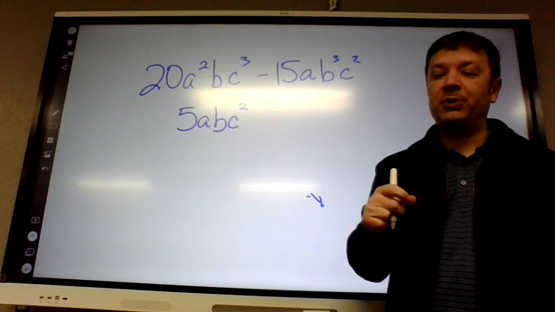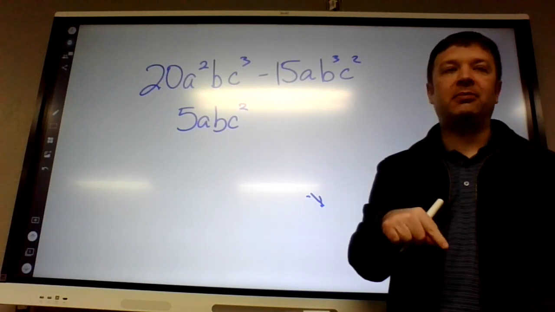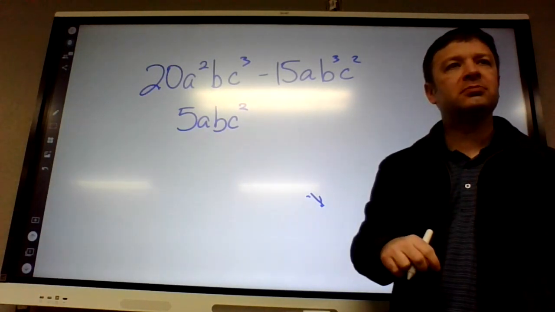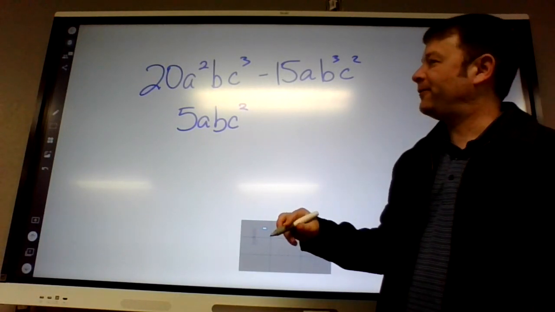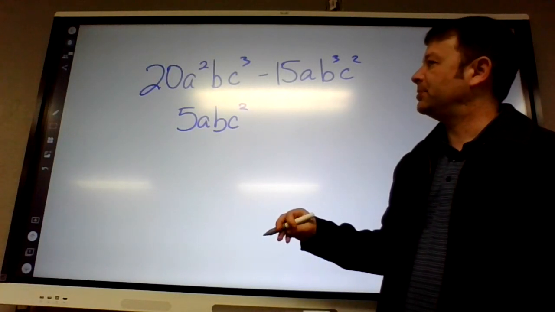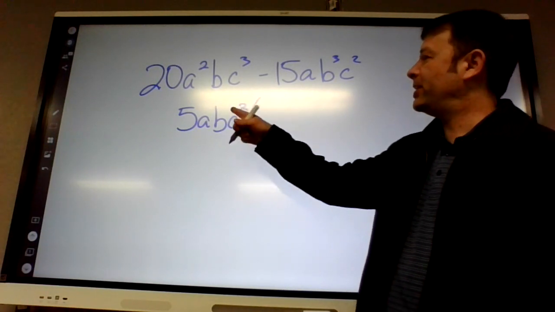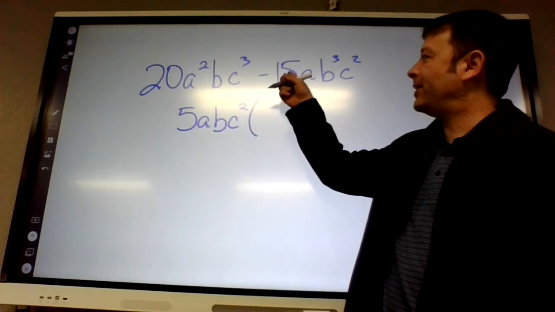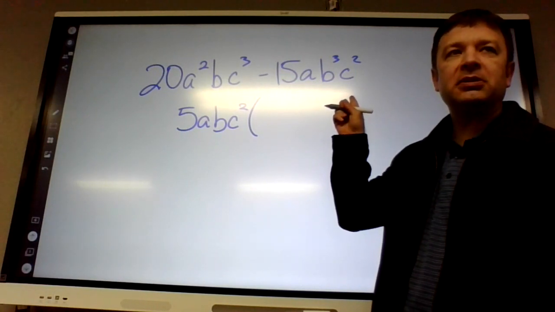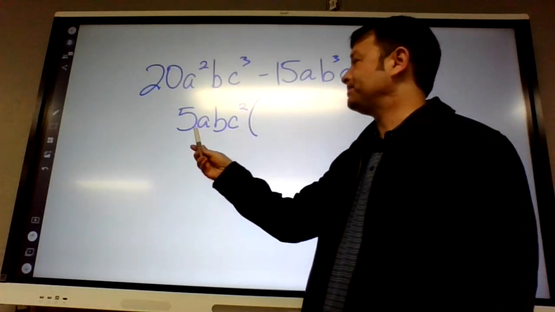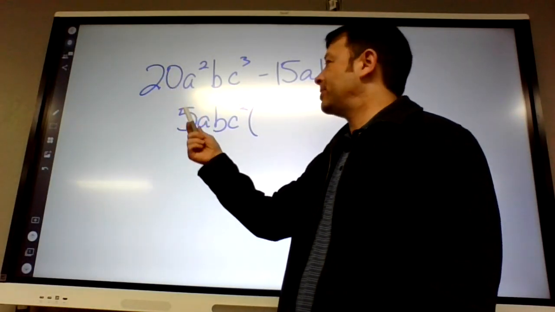Usually the directions in the book say, factor out the common monomial. How come it's not negative 5? You could take a negative 5 out, but there's not really a need to. When I divide this by 5, it'll be a negative 3. There's no need to take a negative out, although occasionally it will come in handy.